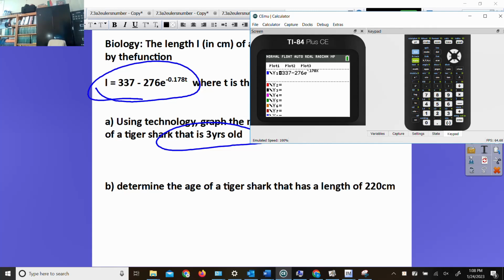We're not gonna put a 3 in the window, because that would be when he's 3 centimeters long. I'm pretty sure a tiger shark is longer than 3 centimeters. I don't know, maybe not. You're not gonna put a 3 anywhere. We're just gonna look at that. That's all we're gonna do. How do you zoom? 6.